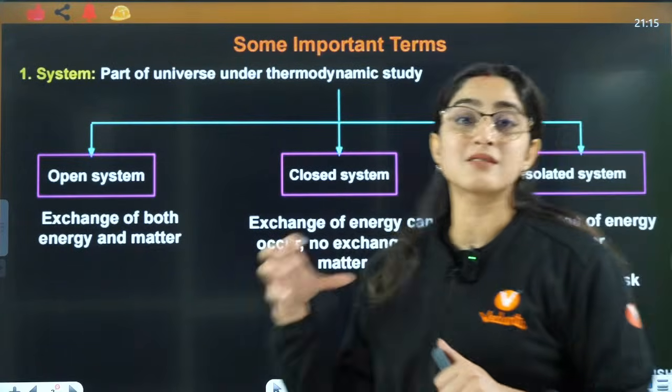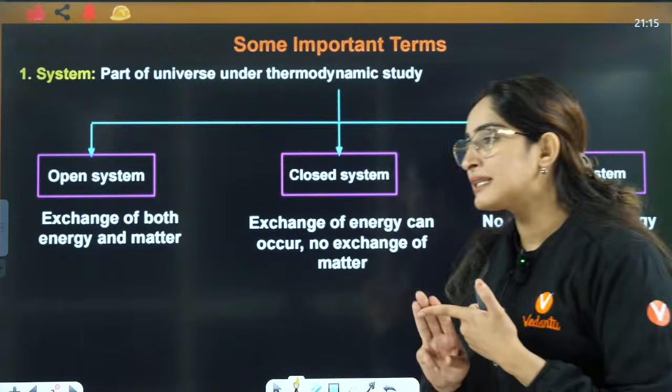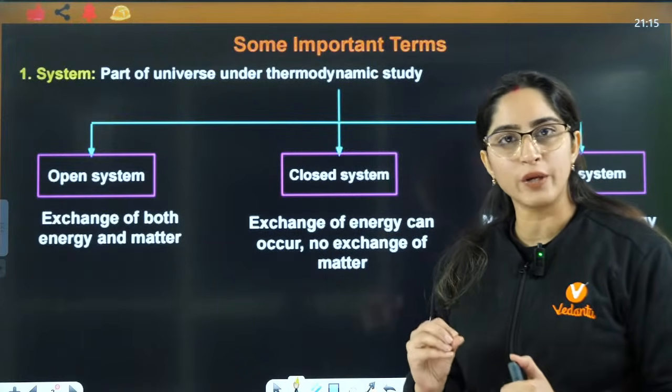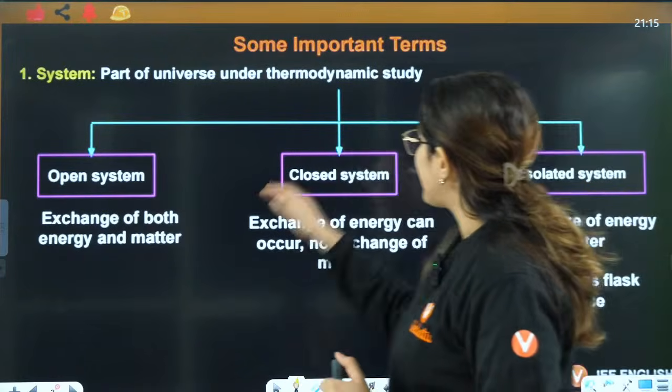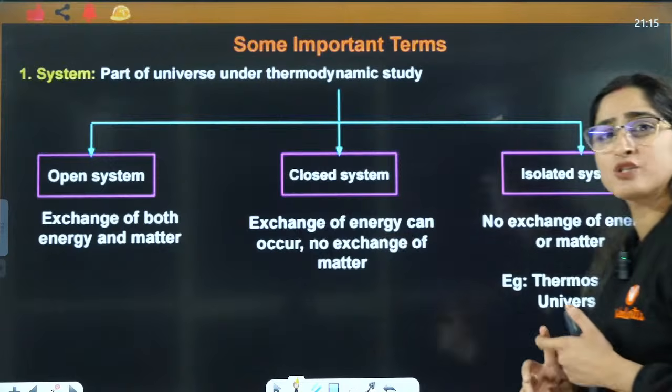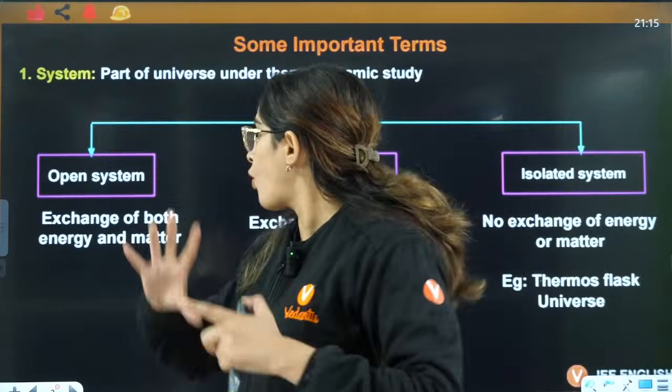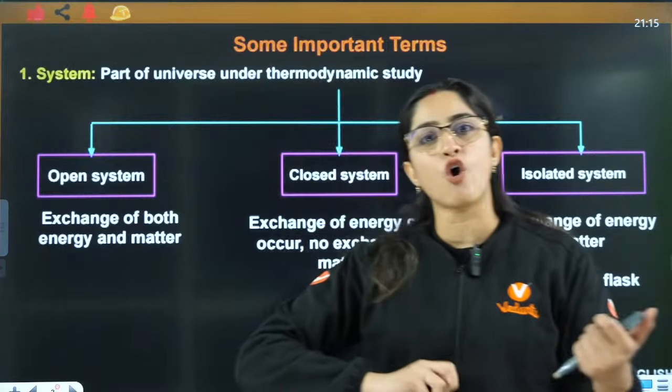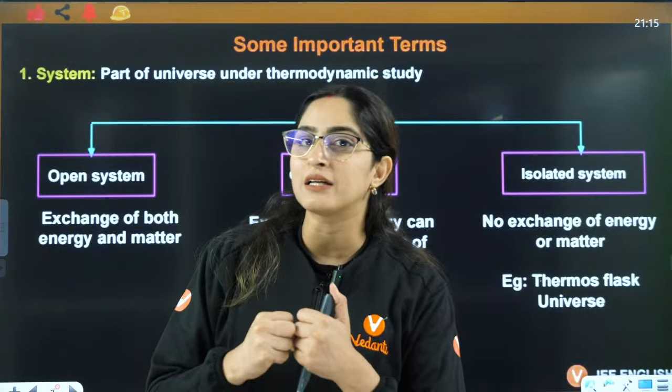First is the system, right? So there are three types of system that we have. One is open, then there is closed, then there is isolated system. In an open system, there is exchange of energy as well as matter.